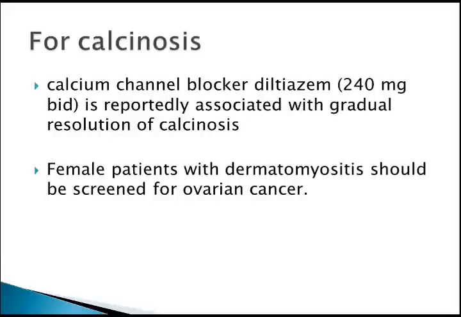Okay, the other important point I want you to know is that female patients with dermatomyositis should be screened, and remember, they should be screened for ovarian cancer. They can ask you about a female lady with dermatomyositis and which of the following screening tests you would like to do. So remember, this is ovarian cancer, very important.